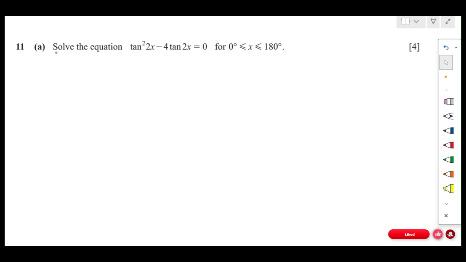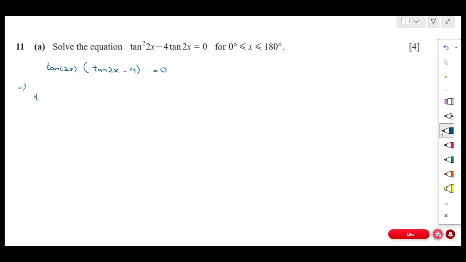Question number 11, part A. Solve the equation tangent square 2x minus 4 tangent x equals 0 for x between 0 degrees and 180 degrees. Okay, so let me solve this equation. From here we can take tangent 2x common, and we are left with tangent 2x minus 4 equals 0. First thing, factorize the equation.